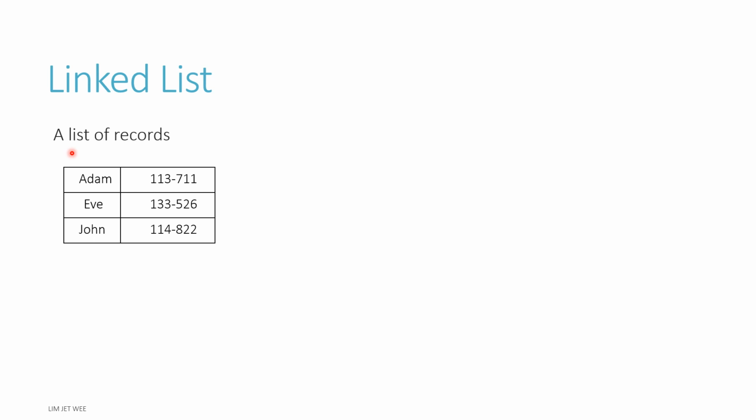But what happens if it is not just one piece of data? All right, so now I've got Adam and maybe their account number. All right, so it's actually a record. Okay, so Adam's record, Eve's record, and John's record. It is still a list, but this time it's a list of records.